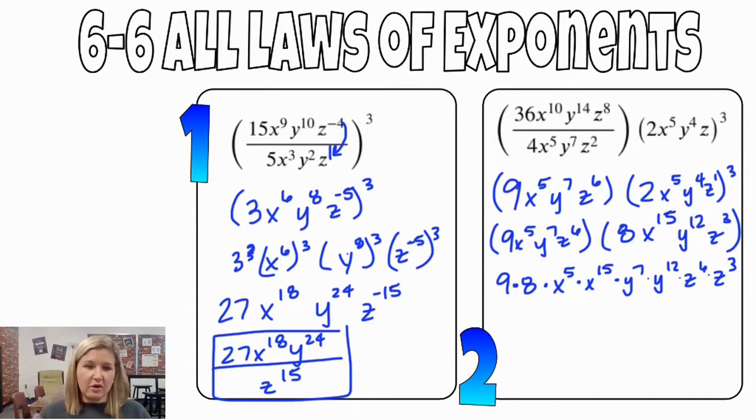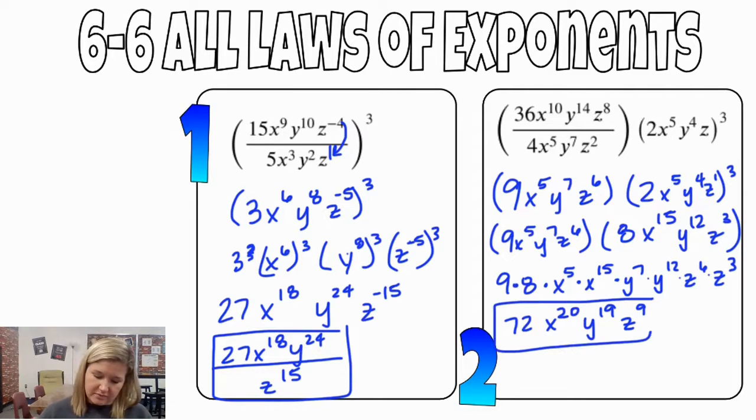Okay, now I'll go through and just multiply out. So I end up with 72 x to the 20, because you're going to add those two together, y to the 19, because I'm going to add 7 and 12 together, and then z to the 9th, because I'm going to add 6 and 3 together. And that is your simplified form.